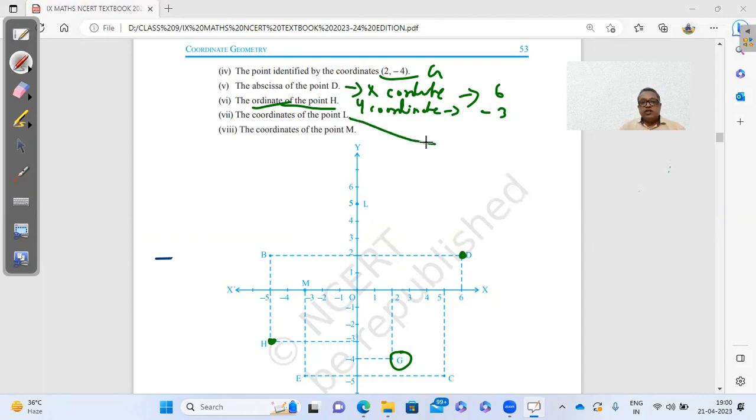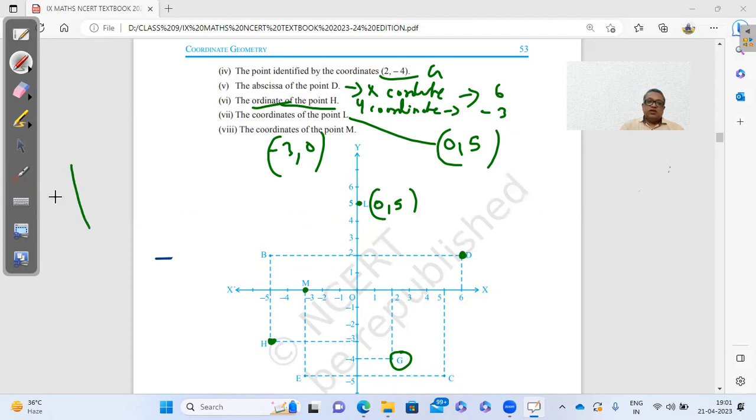What are the coordinates of L? This is L. L is on the y-axis, so there is no value of X. X is 0 and the value of Y is 5. So L is going to be 0, 5. What is the coordinate of M? M, if you look, is on the x-axis. The value of X here is -3, and since it is on the x-axis, there is no value of Y. So coordinate here is -3, 0.